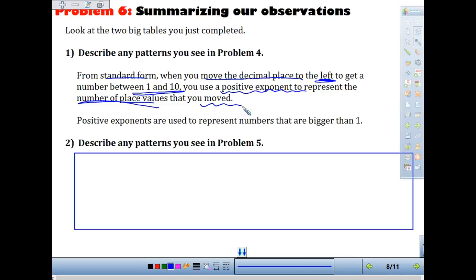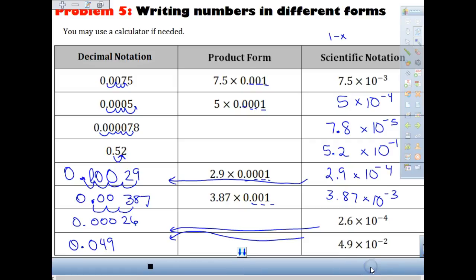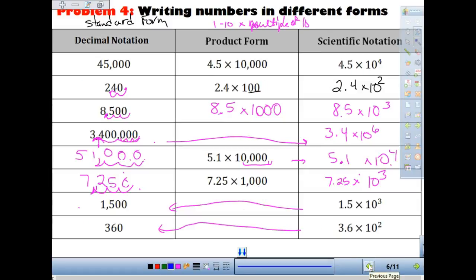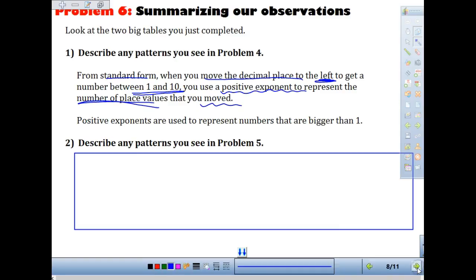Positive exponents, because it was a number greater than 1, right? All the ones in that first one were numbers greater than 1. Okay? That's here, right? These were all numbers bigger than 1. So when we looked at those from that first column in decimal notation, what did we do? We moved it to the left, 1 to 10, positive exponent, the number of places we moved.